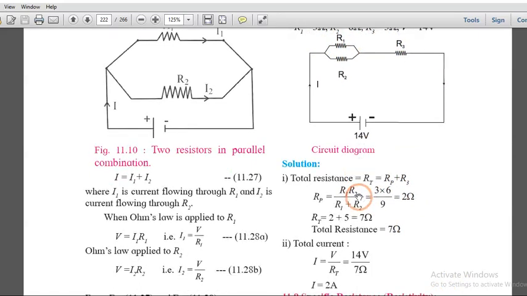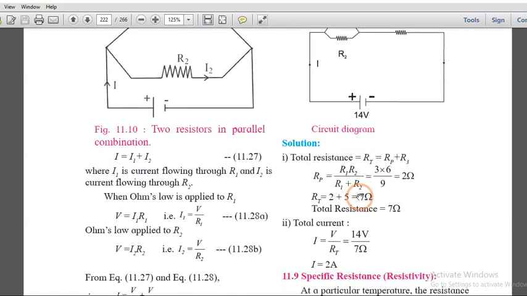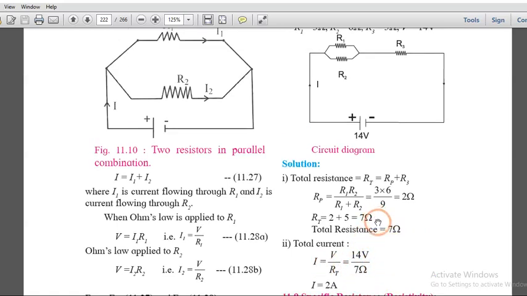Now we know that according to Ohm's law, V is equal to IR. Therefore we want to find the value of I. I is equal to V upon R total. V is given as 14 volt, and we have calculated R as 7 ohm. So I will become 14 volt upon 7 ohm, that is 2 ampere. So in this way, series combination, parallel combination and Ohm's law work together. I hope you understood, right?